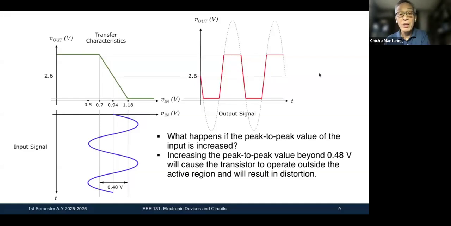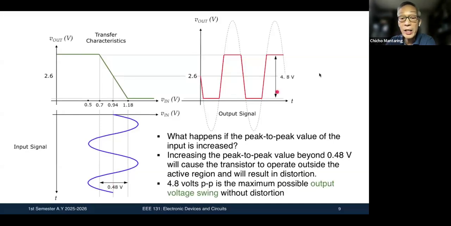When the time varying component of your input signal is too large, there is clipping. So there is a maximum peak-to-peak value of your input signal that you can amplify without distortion, because this is now obviously a distorted output. You are no longer preserving faithfully the information at the input when your output looks like this. The maximum peak-to-peak value of your input that can be amplified without distortion is only 0.48 volts.